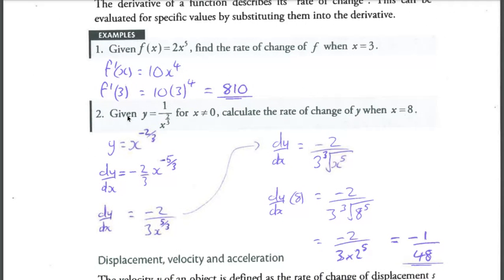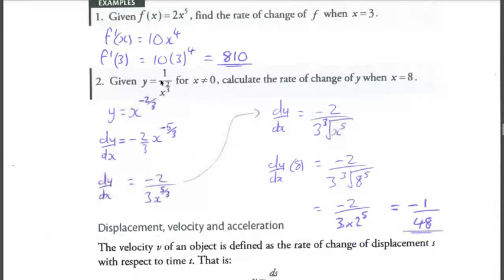Question 2, same idea, just slightly more difficult algebra. Given y equals the expression, calculate the rate of change when x = 8. Can we differentiate this at the moment? No, we can't. We can only differentiate when the x term is on the numerator. So we bring that up and make it x to the power negative 2/3. Then the power to the front, reduce the power by 1 as always. Remember, negative 2/3 minus 1 is negative 2/3 minus 3/3, which is negative 5/3 for the power.